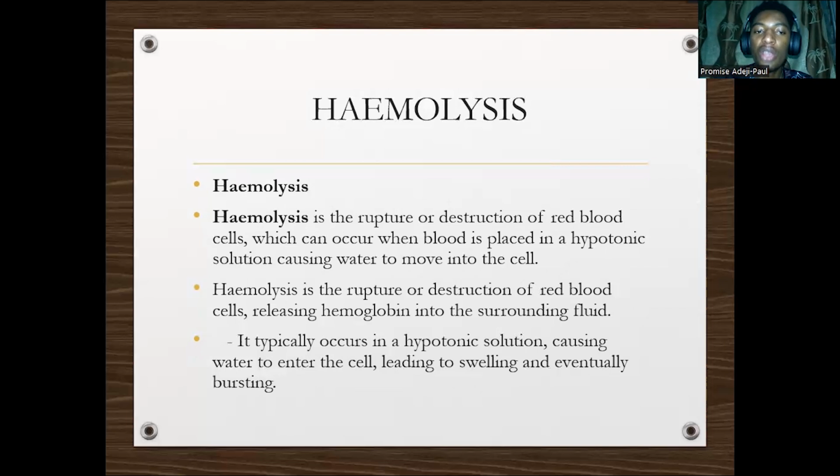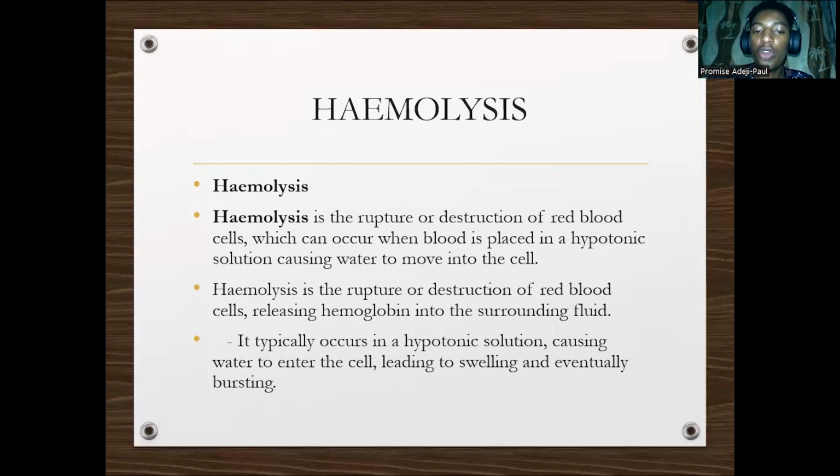So what about hemolysis? Hemolysis is the rupture or destruction of what? Red blood cells. When you see lysis, it means breaking. Hemo is red blood, hemoglobin. Anything hemo is blood. So it's the destruction of red blood cells. And it occurs when the blood is placed in what? Hypotonic solution. It causes water to move into the cell. After water has moved into the cell, it bursts. But plants don't burst easily like that. They become turgid because of their cell wall. This is a very important point you have to take note of.